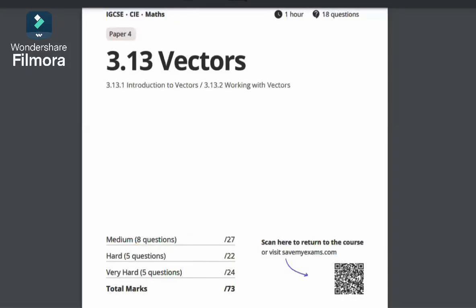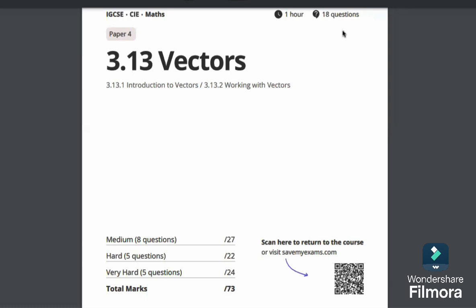Welcome back to the second part of our vector series. In the last video, we tackled beginner and intermediate problems, laying the groundwork for vector operations and concepts. Today, we are taking it up a notch with medium, hard, and very hard questions.